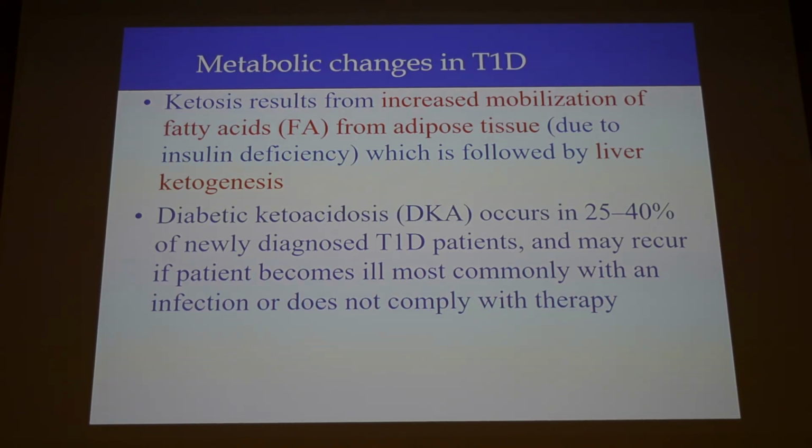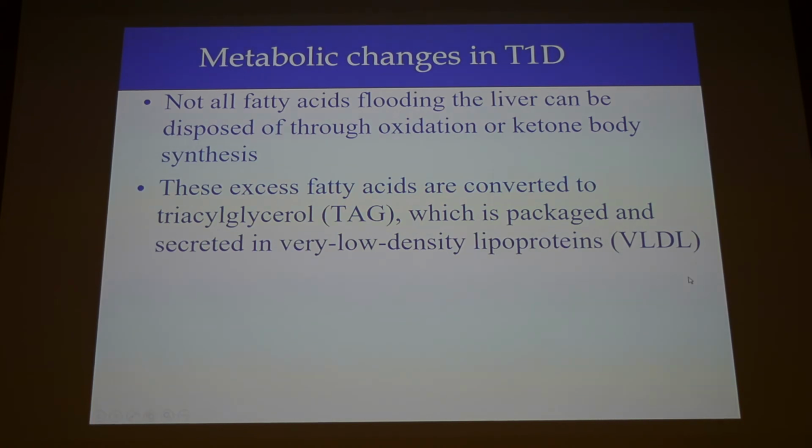It is very common in type 1 diabetes. So 25 to 40% of patients with type 1 diabetes will have ketoacidosis, and they might get it when they are first diagnosed, and they might get it later if they don't take the treatment properly or if they fall ill. So type 1 diabetics are at higher risk of ketoacidosis. In type 2, the risk of ketoacidosis is much lower. Why? Because they have some insulin in their body.